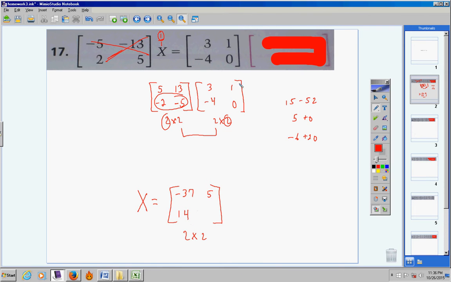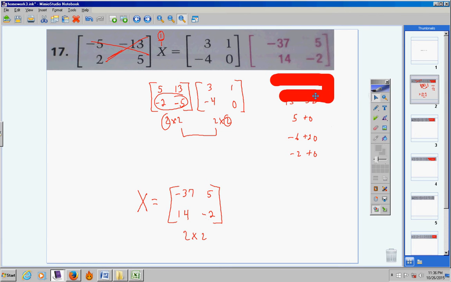Then take row times column. First times first, negative 2. Second times second is a 0. Combine and you get a negative 2. So hopefully that's the answer. Yes, it is. So I'm telling you the answer to the equation is this right here.